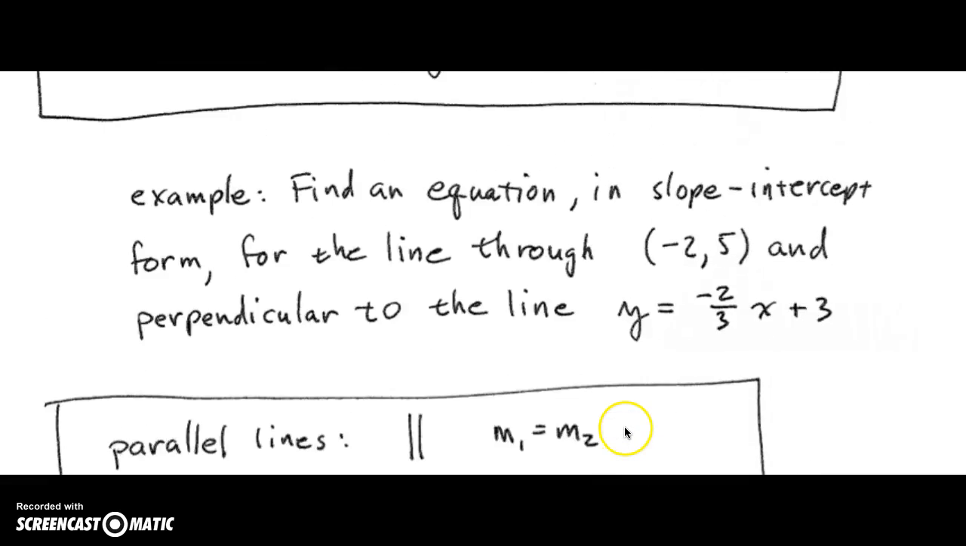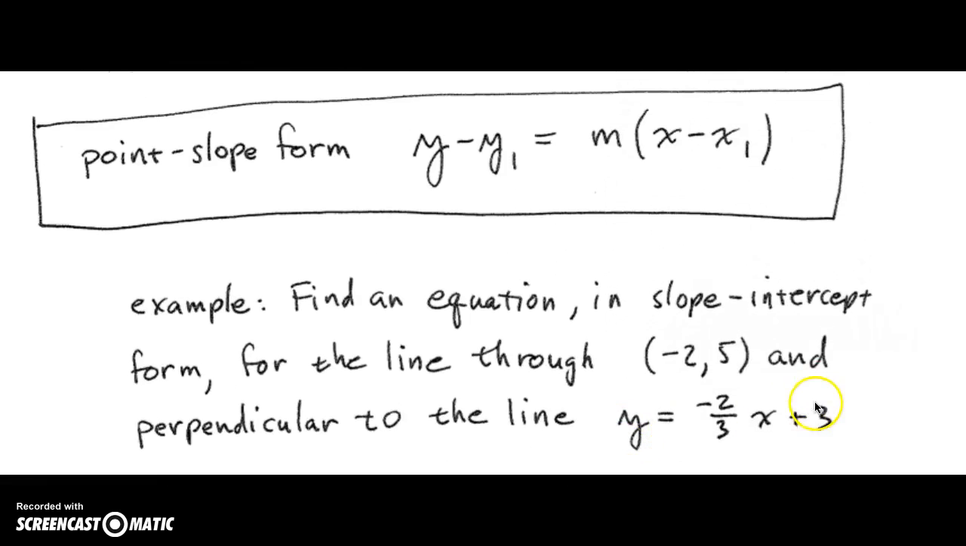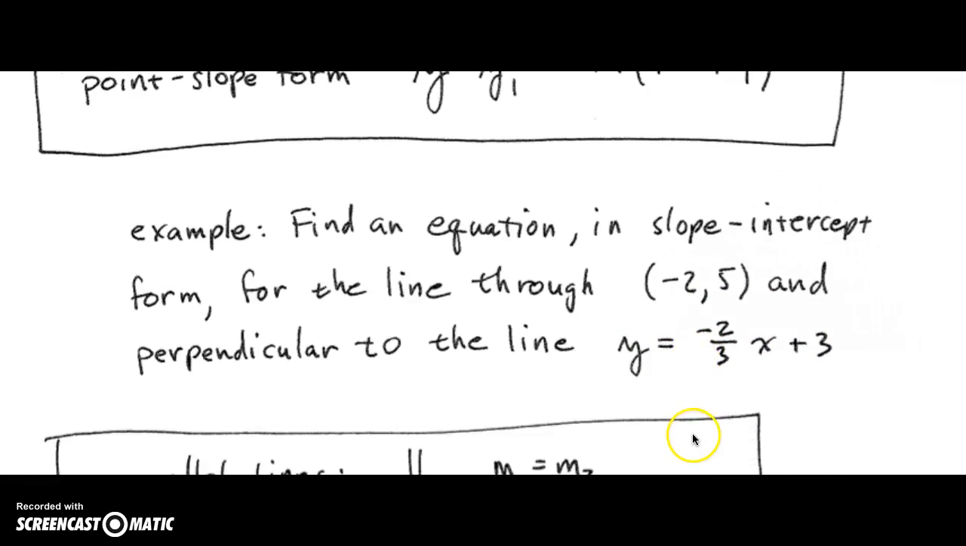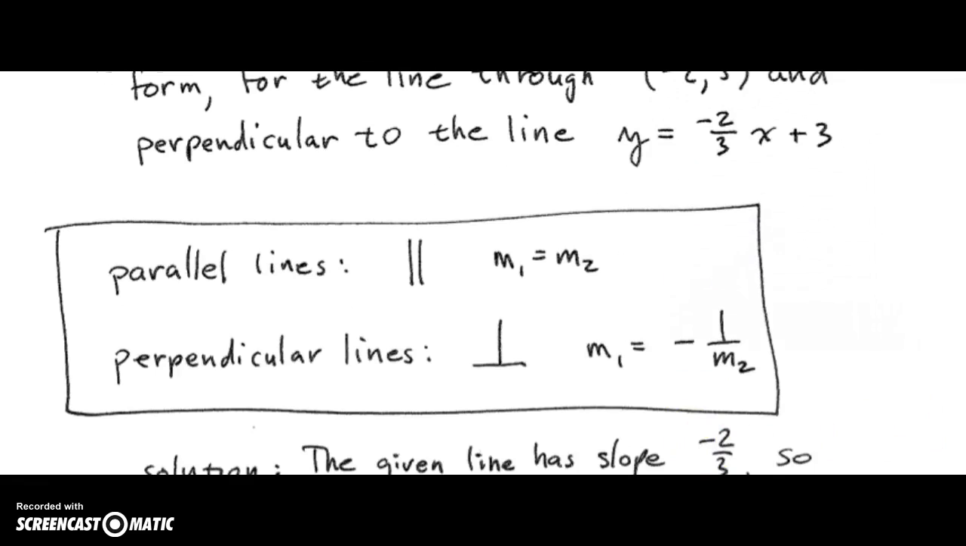So back to this example, we're trying to find an equation in slope-intercept form, so y equals mx plus b form for our final answer, for a line through a given point and perpendicular to a given line. Okay, note that the line we're perpendicular to is in slope-intercept form, so it has a slope of negative 2/3. Here's my solution down here.